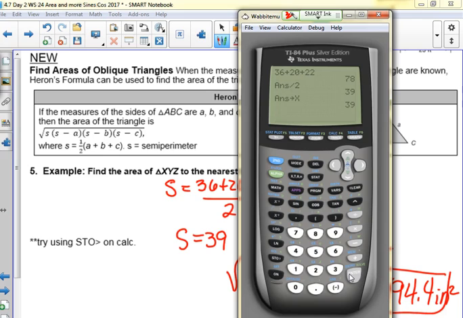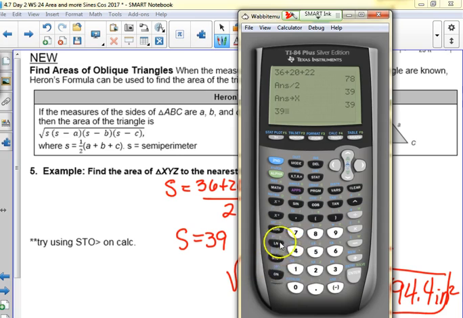I need to tell you this. It does not matter that that's stored in there. You can go and later use it and it won't matter. Don't freak out. It's just going to stay stored in there until you either graph something or you store over the top of it, but it won't hurt anything.